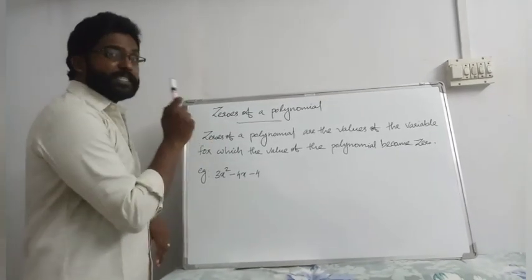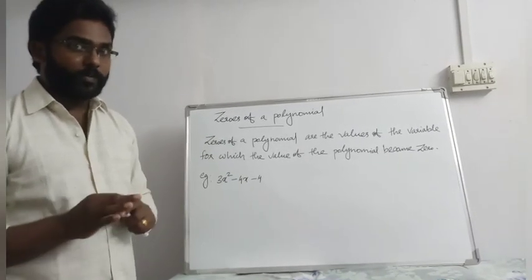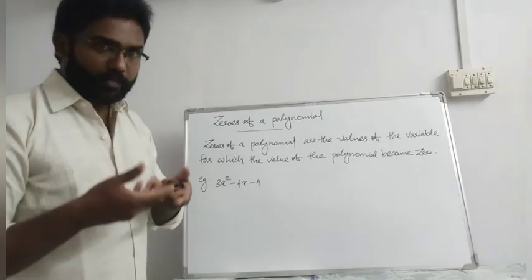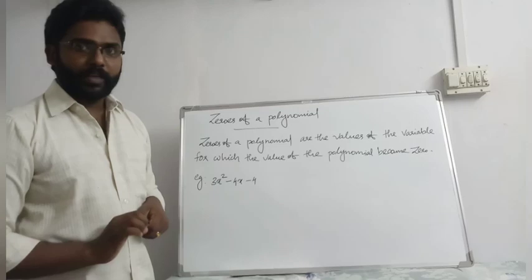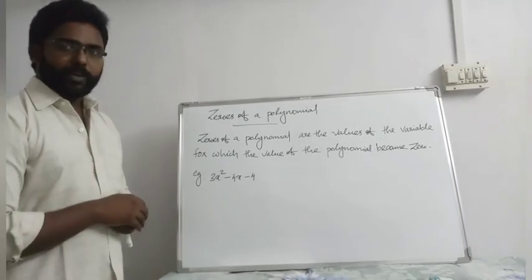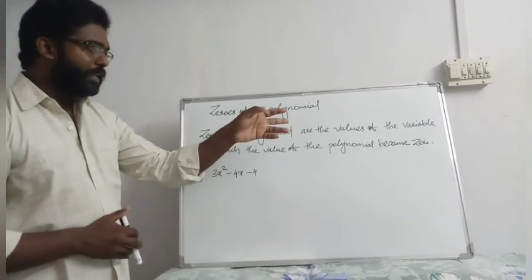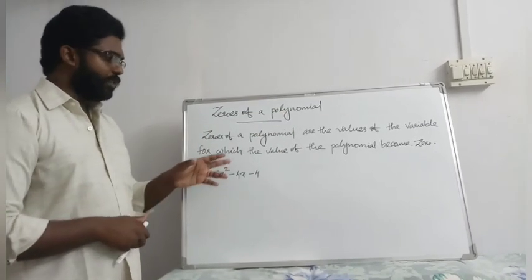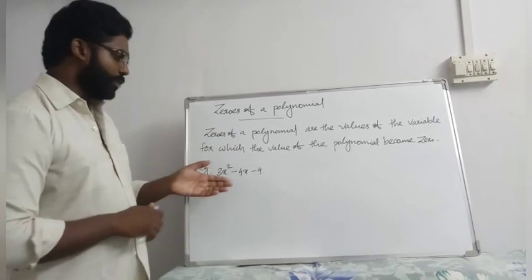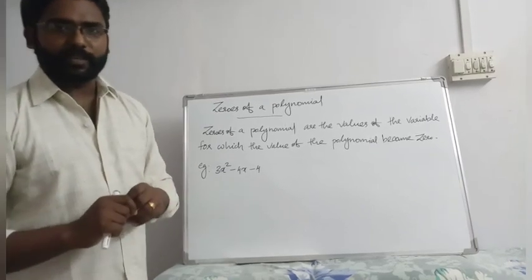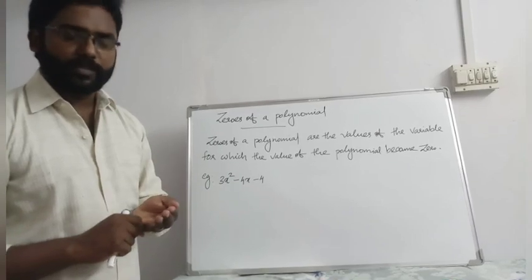Carefully study the spelling: zeros, Z-E-R-O-E-S, not zero. Verbally we say zero of the polynomial, but it is zeros of the polynomial. The definition is simple. Zeros of a polynomial are the values of the variable for which the value of the polynomial becomes zero. Simply, the value of the variable that makes the polynomial zero.